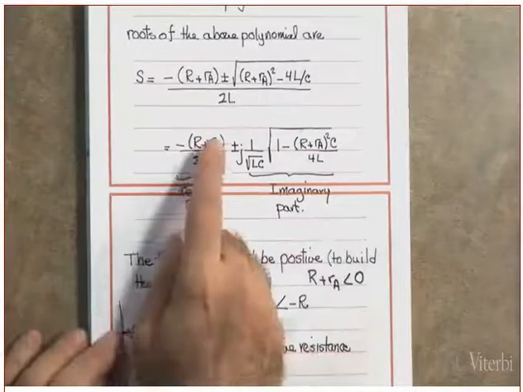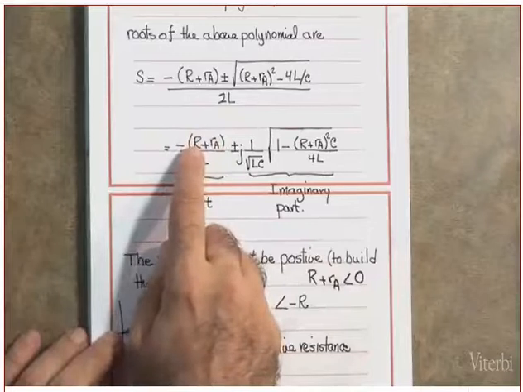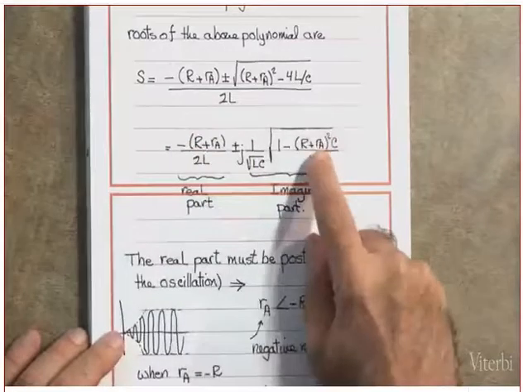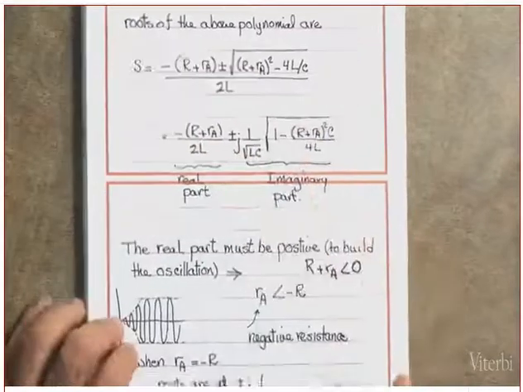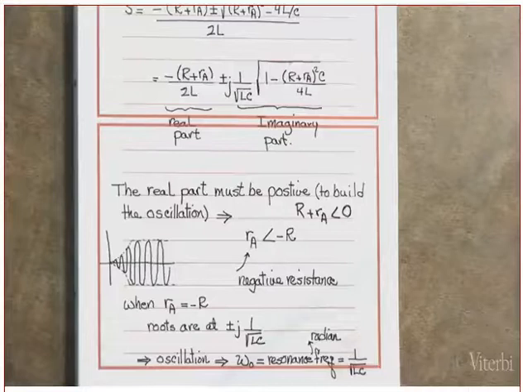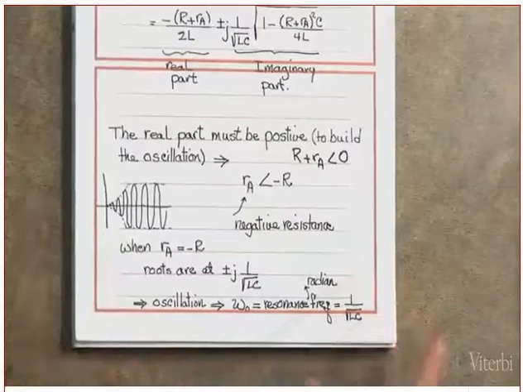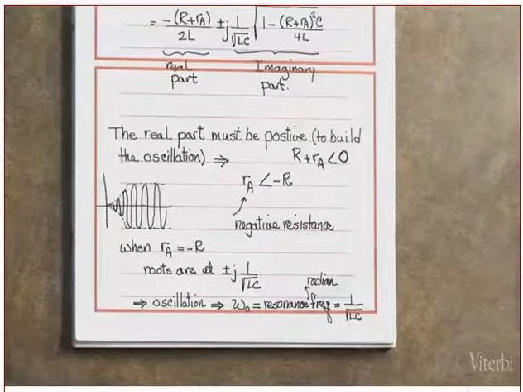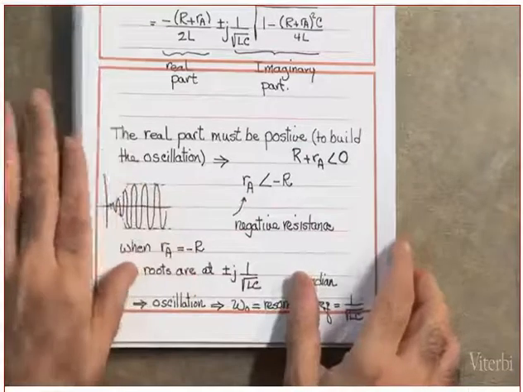At the steady state, what do I want? RA to be equal to minus R, so that this one cancels, and I end up with the roots at plus or minus J omega naught, equal to 1 over square root of LC, which is the resonance frequency. Clear? Clear? This is the first way.